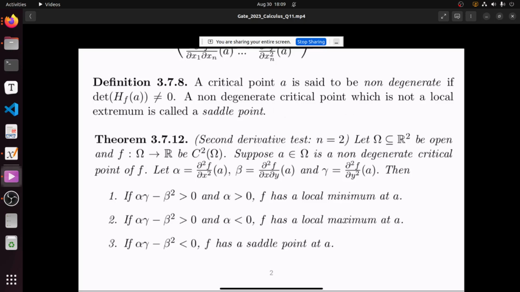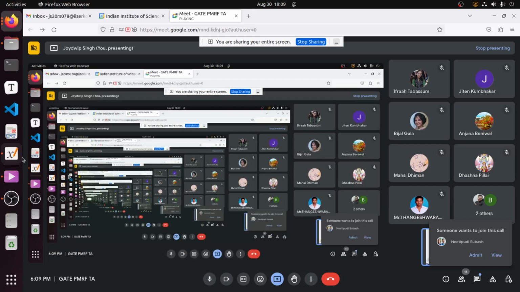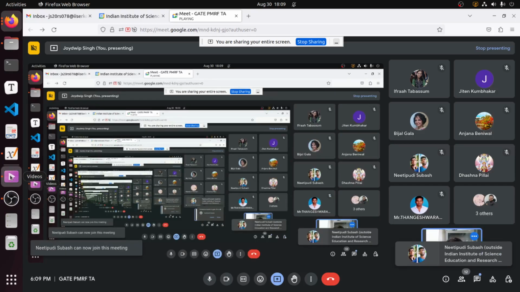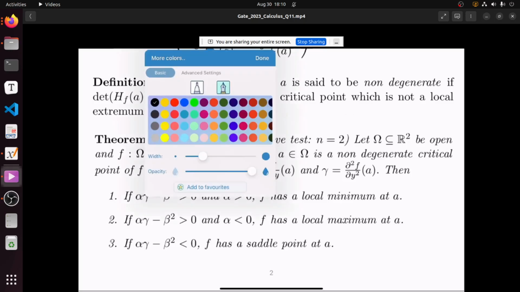So this is for n equals 2. For n equals 2 we can easily check. Let f be a function from omega, which is an open subset of R2, to R. Let f be a C2 function, because we need the partial derivatives to exist for at least order 2. And let A be a point which is non-degenerate. So this is important: the point is non-degenerate.